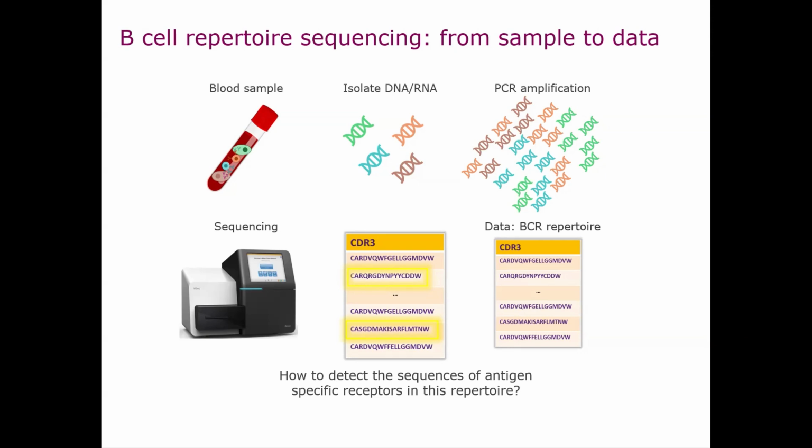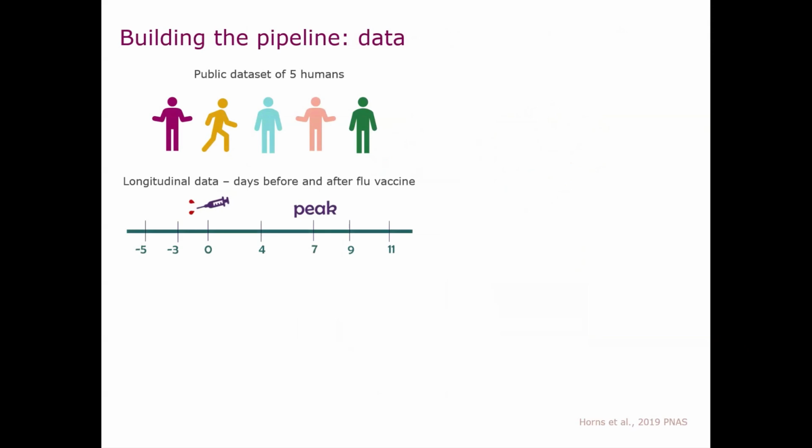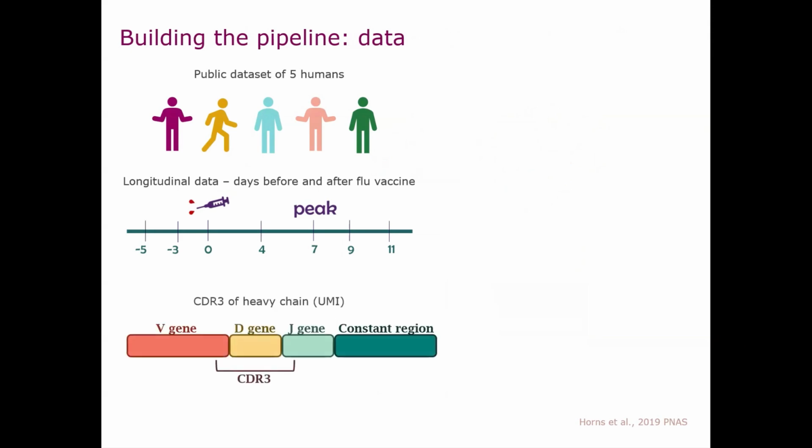So in order to develop this pipeline, we used a public data set of 5 humans that were vaccinated against the flu vaccine of 2008. And in particular, we had longitudinal data, so before and after the infection. And we used only the CDR3 of the heavy chain. The pipeline works only for the CDR3 of the heavy chain.